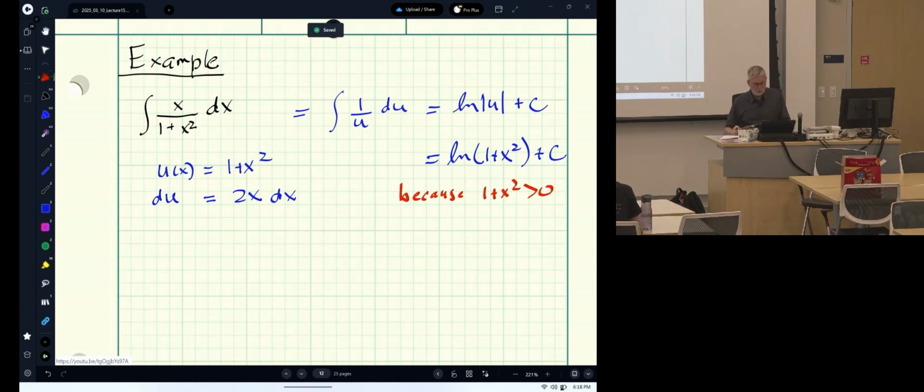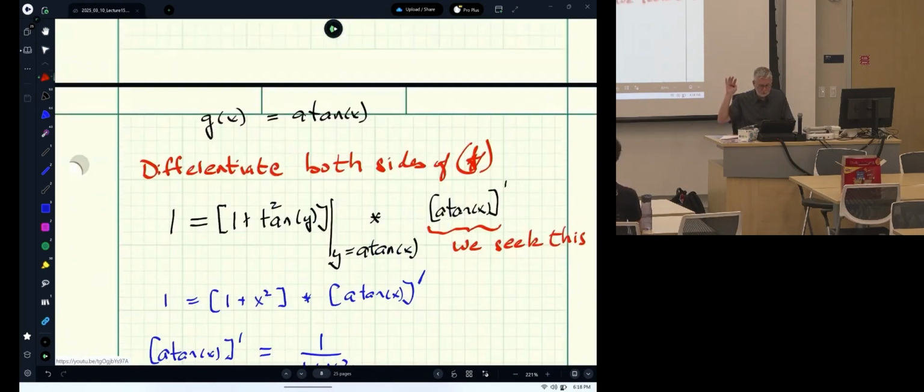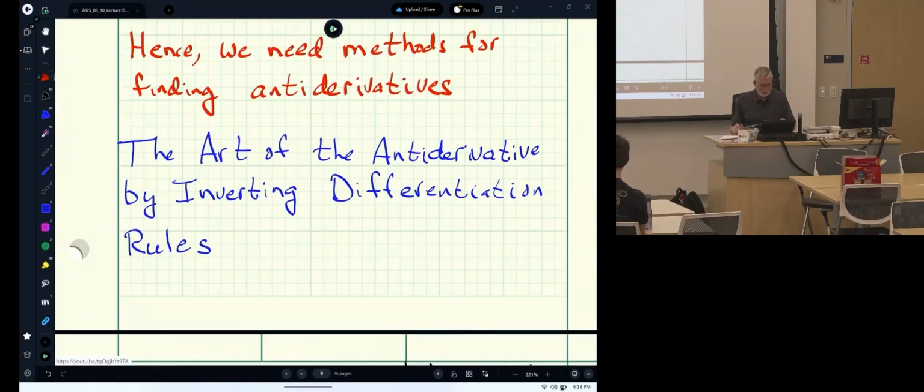Okay, we'll do a warm-up when we come back. Now, I've shown you 3 different methods. We've got a couple more. What do you think I mean by the art of the antiderivative? Why is it an art? Well, things are kind of artisanal when there's not a recipe that you can apply ahead of time to know exactly what to do.